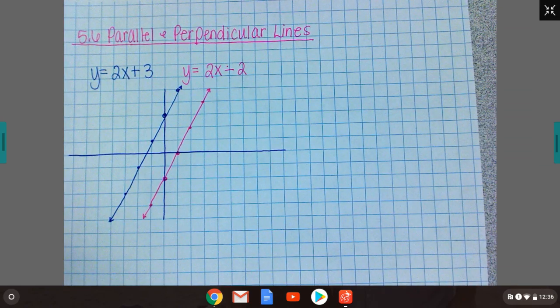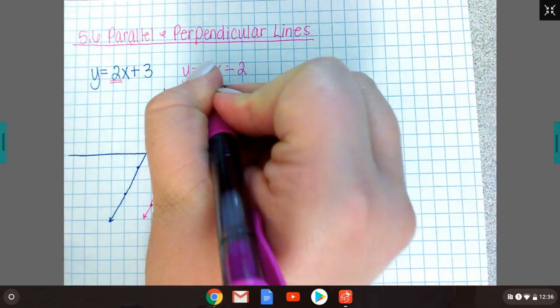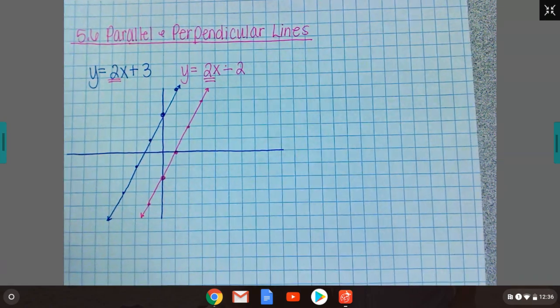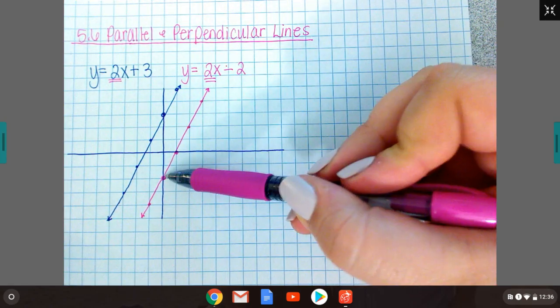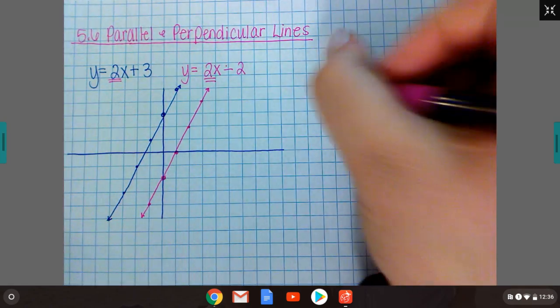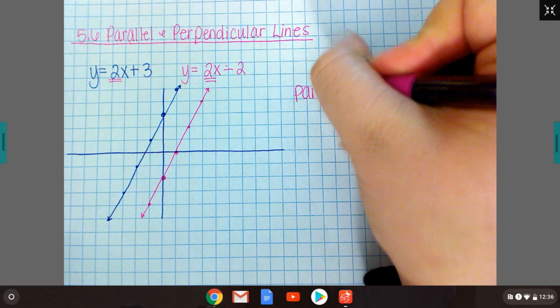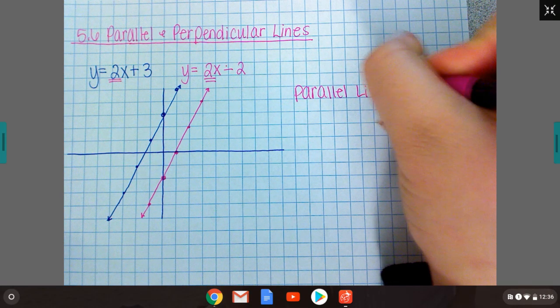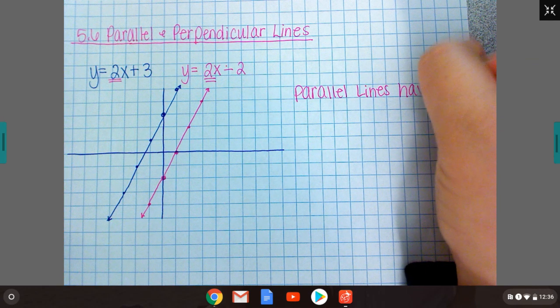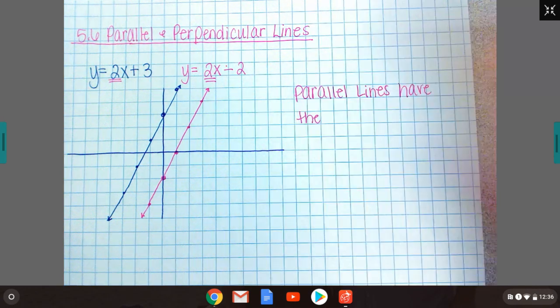Those are parallel lines. And the thing we want to notice here is that we've got the same slope. We just moved it to a different y-intercept. So here's the deal, is that parallel lines have the same slope.